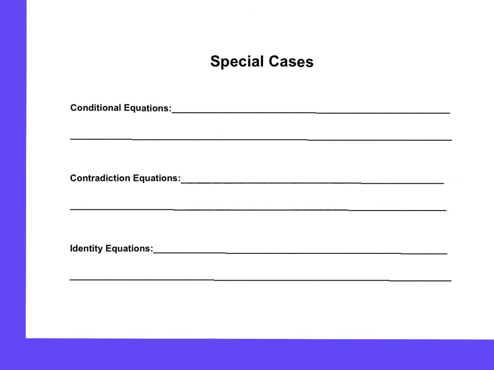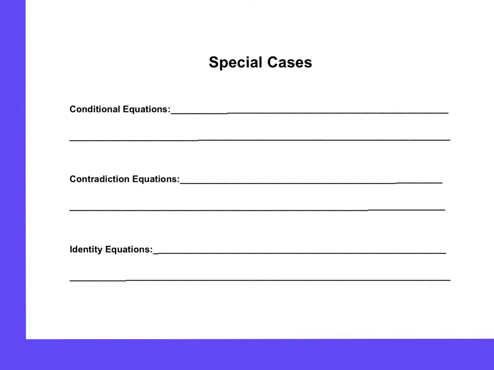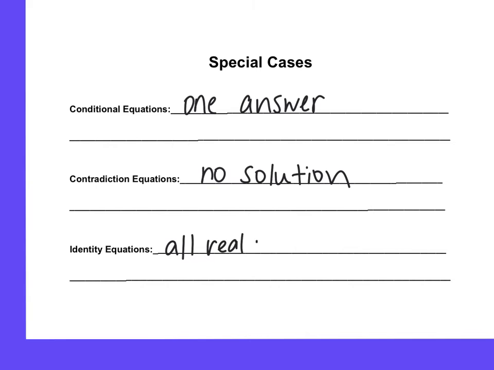Special cases are what we have next. Conditional equations. These are the equations where you get one answer. A contradiction equation is a no solution. It contradicts itself. There's no solution. And then we have identity equations, which give us all real numbers or infinitely many solutions.